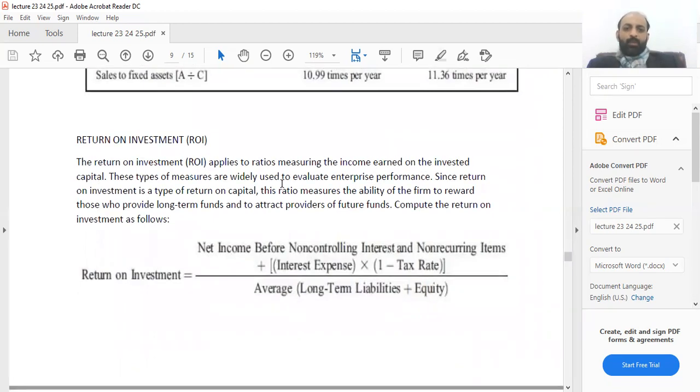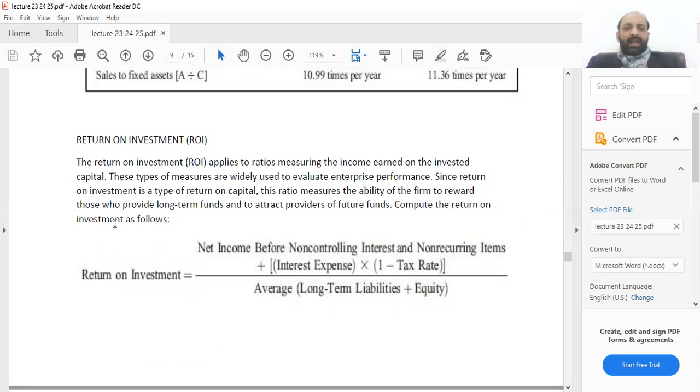These types of measures are widely used to evaluate enterprise performance. Since return on investment is a type of return on capital, this ratio measures the ability of the firm to reward those who provide long-term funds and to attract providers of future funds. Compute the return on investment as follows.